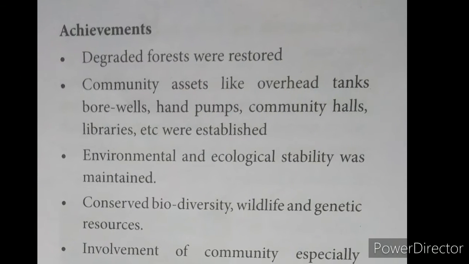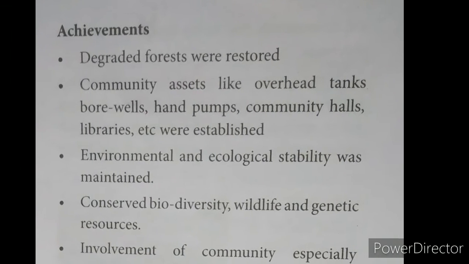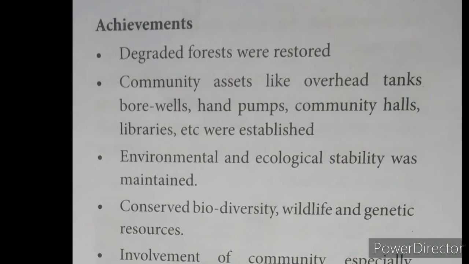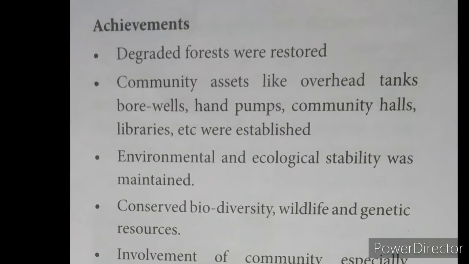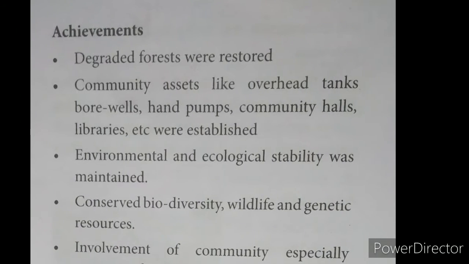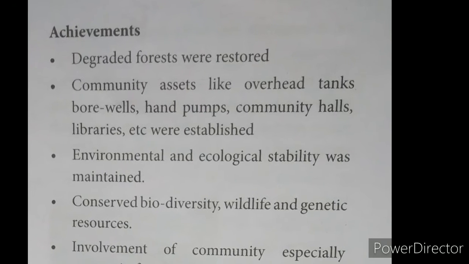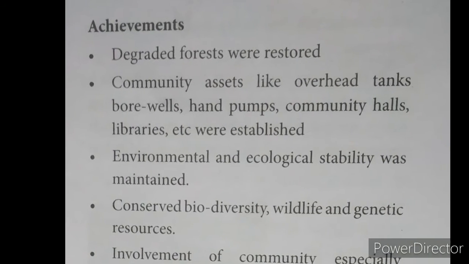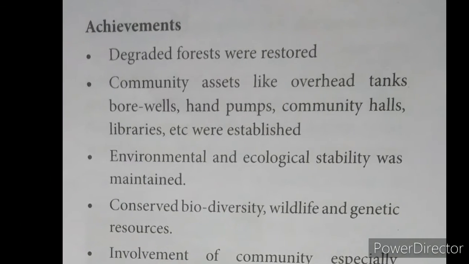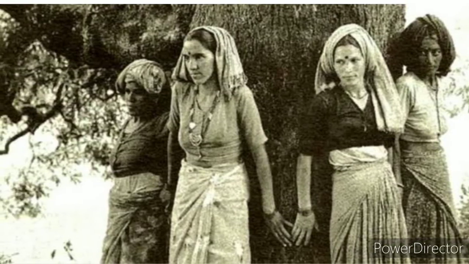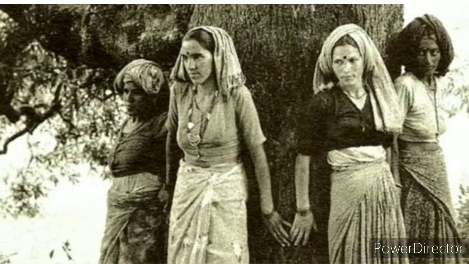Achievements of afforestation. Degraded forests were restored. Community assets like overhead tanks, borewells, hand pumps, community halls, libraries, etc. were established. Environmental and ecological stability was maintained. Biodiversity, wildlife and genetic resources were conserved. Involvement of community, especially women, in forest management. Example, Chipko and Appiko movement of forest conservation.